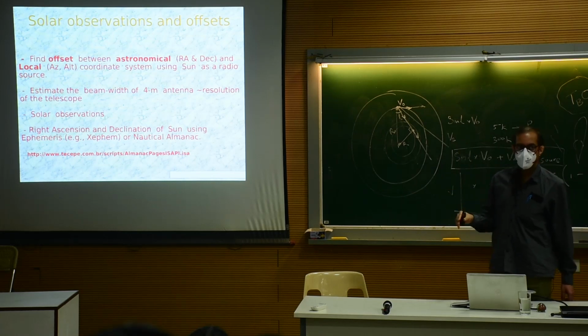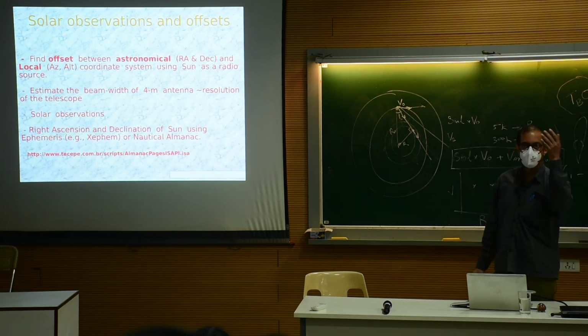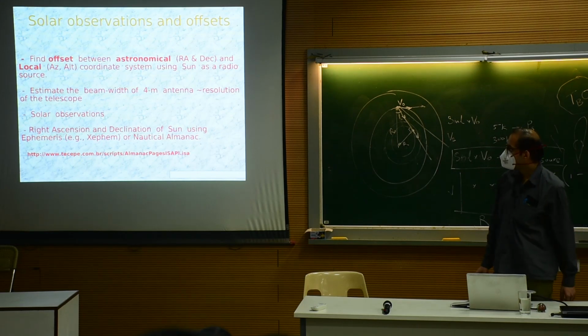That is because the coordinate system we are using is not being accurately calibrated. That means when you call the azimuth 30 degrees, it is not 30 degrees. Suppose there is an offset of 5 degrees, so it becomes 35. The second thing is to estimate the beamwidth of the 4-meter antenna, which is effectively comparable to the resolution of the telescope. Of course you will need to do that.